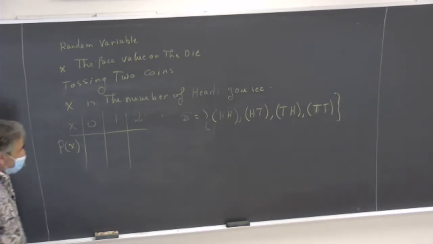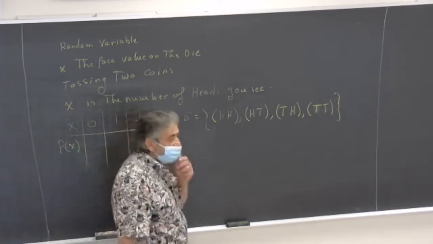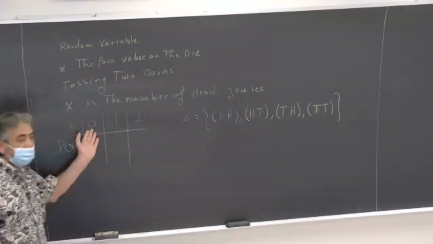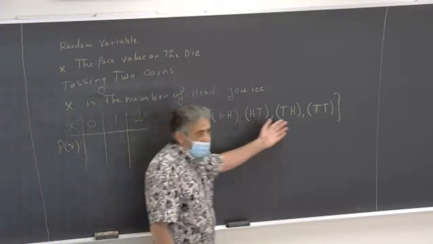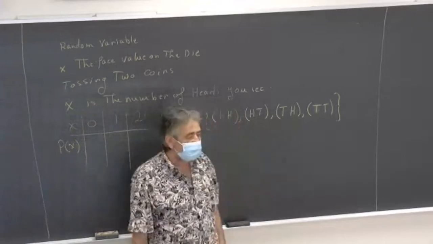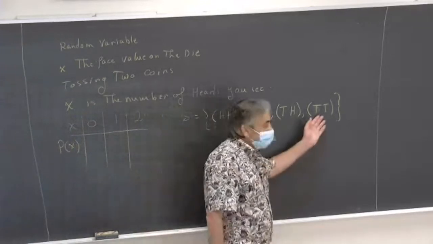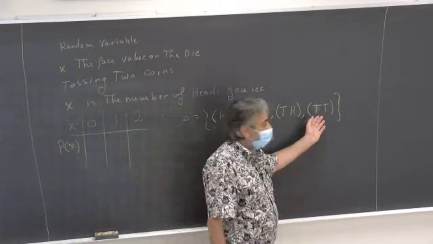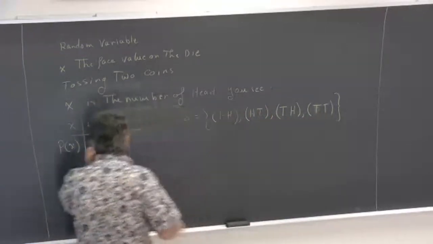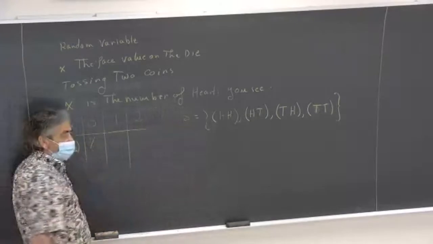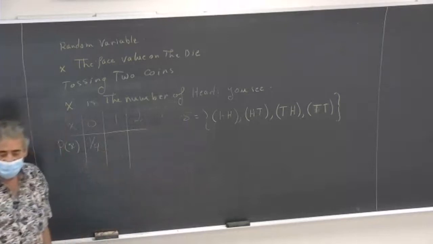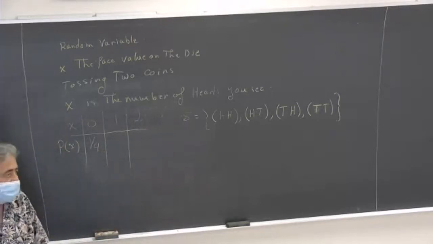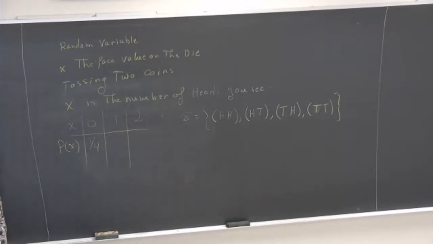And out of those outcomes, what is the probability that the number of heads I see is 0? I'm going to look over here and see how many of those outcomes give me 0 heads. This one gives me 0 heads, right? Any other? No, there is only one that gives me 0 heads out of how many? Out of 4. So the probability for getting 0 heads on the toss is 1 in 4. 1 out of 4, or 1/4.